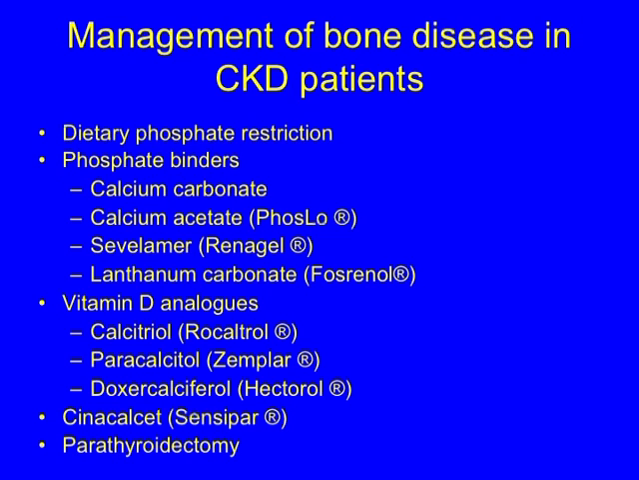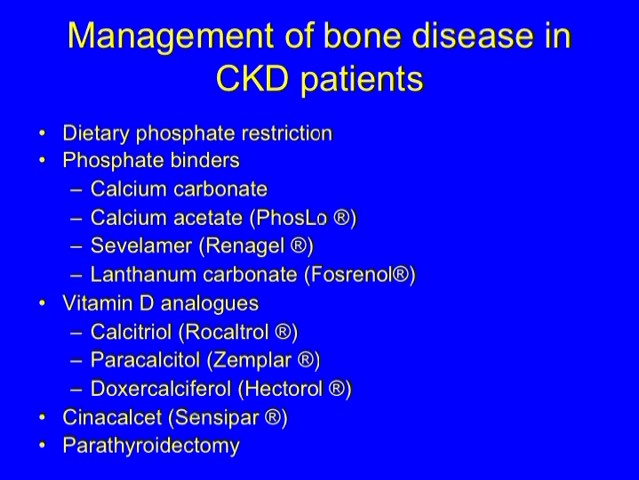The ones that are commonly used include calcium carbonate, plain old Tums or generic calcium carbonate, calcium acetate, which is sold under the brand name PhosLo, sevelamer. Sevelamer is a non-calcium-based binder that's sold under the brand name Renagel, or now there's a second preparation that's sevelamer carbonate that's sold under the brand name Renvela. The new kid on the block is lanthanum carbonate, which is sold under the brand name Fosrenol.